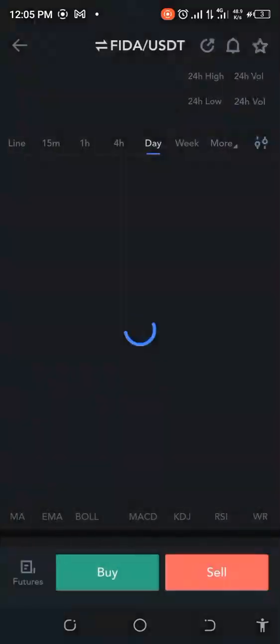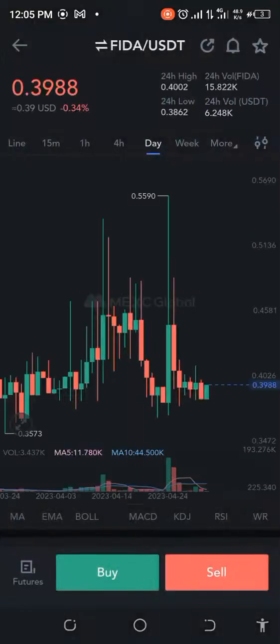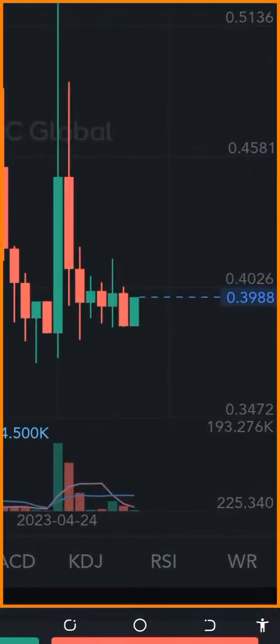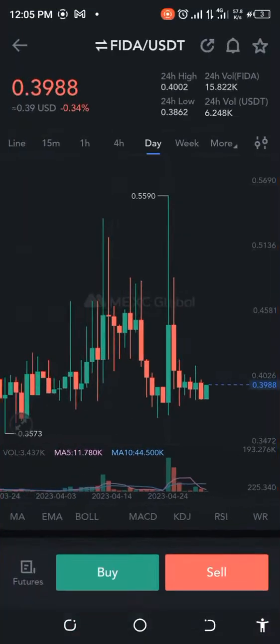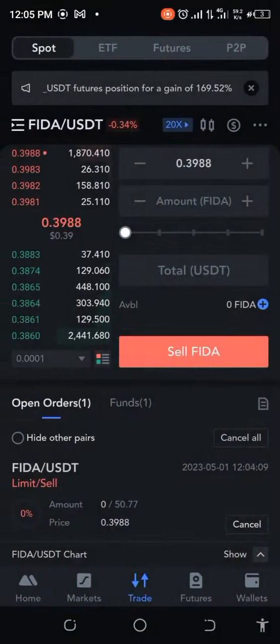So let me just check what's going on in the chart. Okay? So the price currently is 39.88. But if the price goes higher, then that means that there will be more people who will be willing to buy at a higher price. So this may just be a slight waiting game. Let's wait and see how this goes, and I'll be back to give you the results.